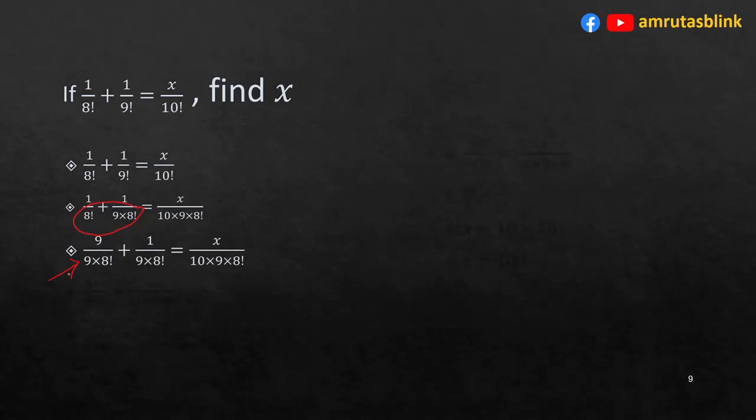So we'll have 9 upon 9 into 8 factorial plus 1 upon 9 into 8 factorial is equal to x upon 10 into 9 into 8 factorial, as it is. Now in the next step, on the left hand side, as the denominators are the same, we can just add the numerators. So 9 plus 1 upon 9 into 8 factorial is equal to x upon 10 into 9 into 8 factorial. So 9 plus 1 is equal to 10. So we'll have 10 upon 9 into 8 factorial is equal to x upon 10 into 9 into 8 factorial.